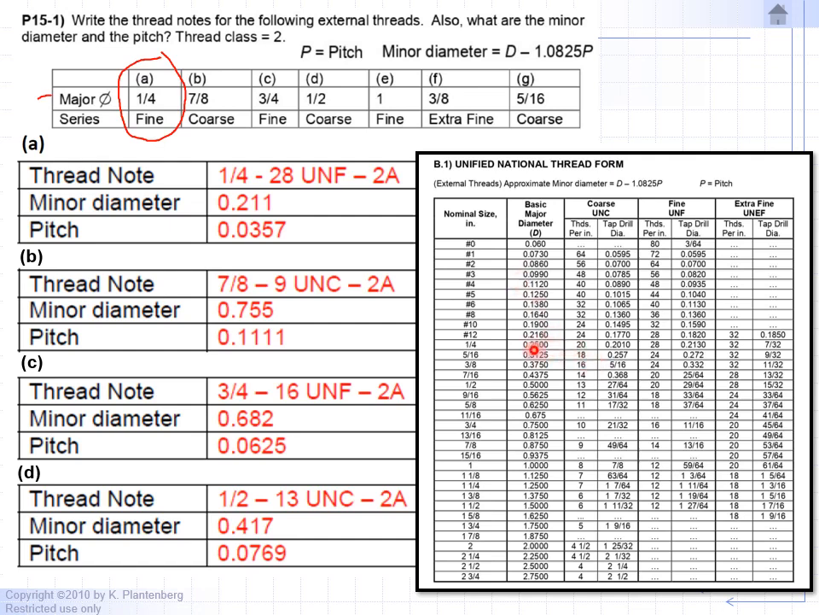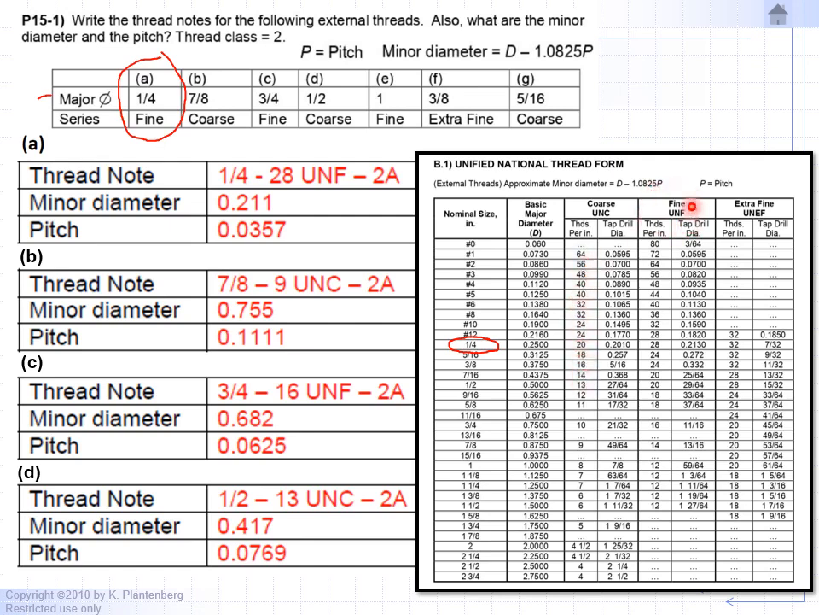All right, so we're going to look at a quarter. Let's take a look at that one. The second column will give us the major diameter of the thread. The third column will give us the tap drill size, and it'll tell us the coarse thread. These are the number of threads per length of 1 inch.